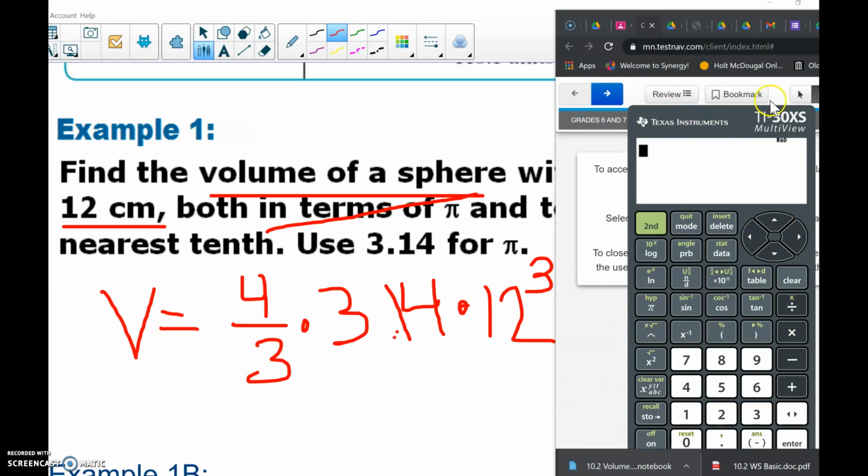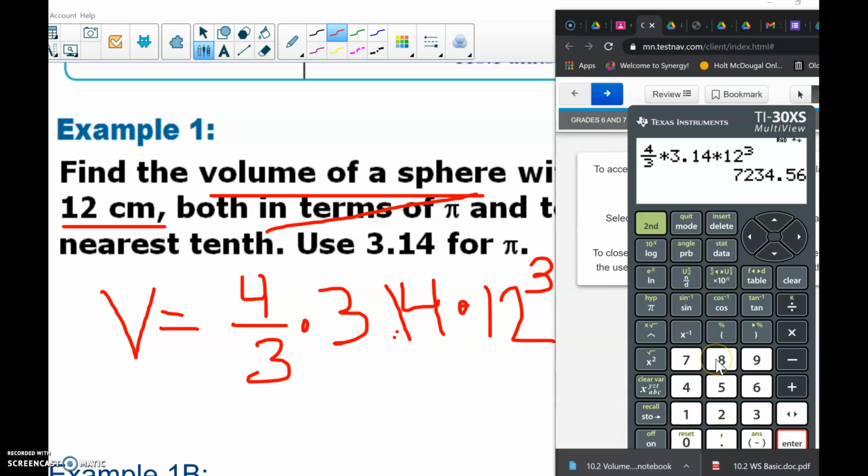Alright, so I've got my calculator here, and I'm using the fraction button to do 4/3. You can pause the video if kids need to open up this calculator if you don't have it open. Times pi, 3.14. Don't use the pi button. And then times 12. To do the third power, you use this exponent button right here. This is if you're squaring, but we're not squaring, we're doing to the third power. And just type in a 3 and hit enter.